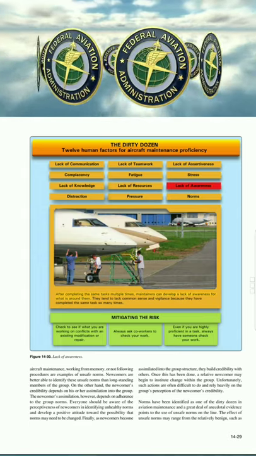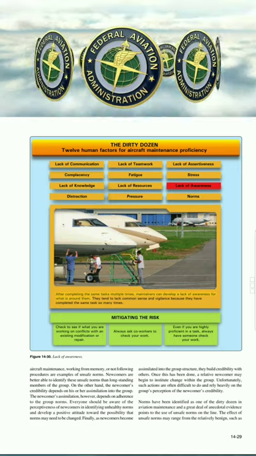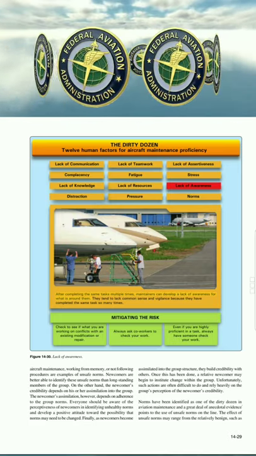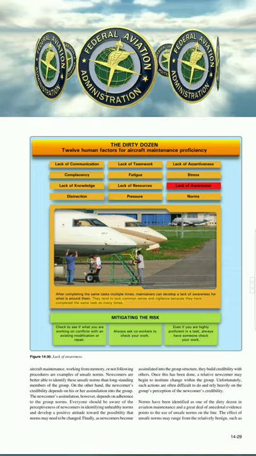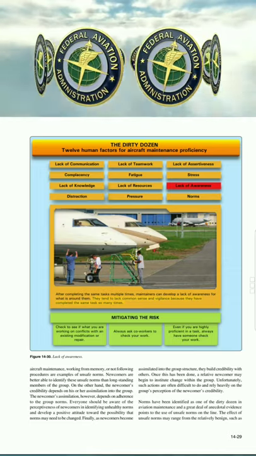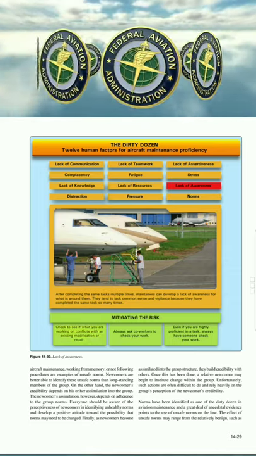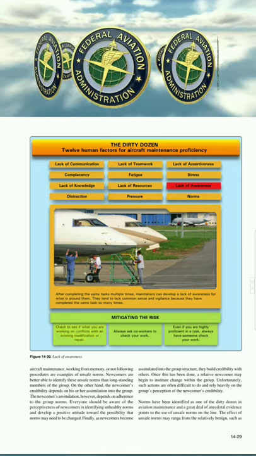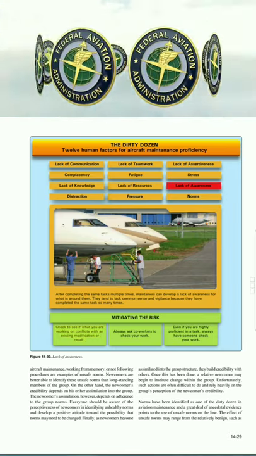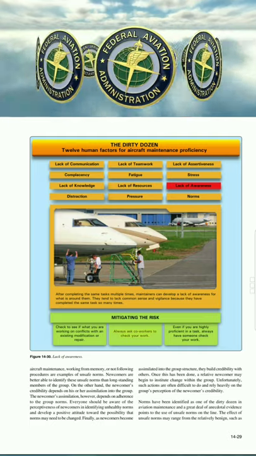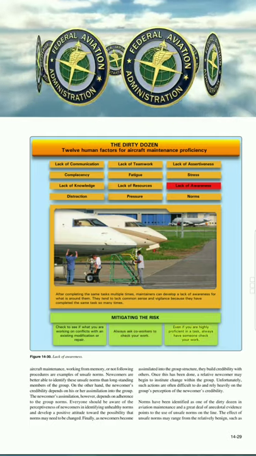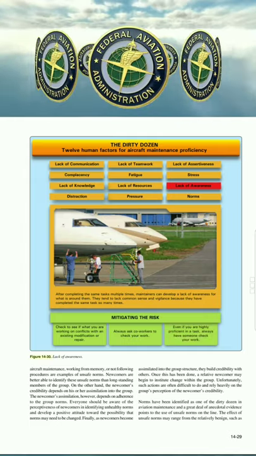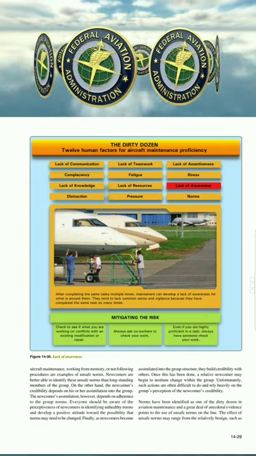After completing the same tasks multiple times, maintainers can develop a lack of awareness for what is around them. They tend to lack common sense and vigilance, because they have completed the same task so many times. Mitigating the risk: check to see if what you are working on conflicts with an existing modification or repair. Always ask co-workers to check your work. Even if you are highly proficient in a task, always have someone check your work. Figure 14-30. Lack of awareness.